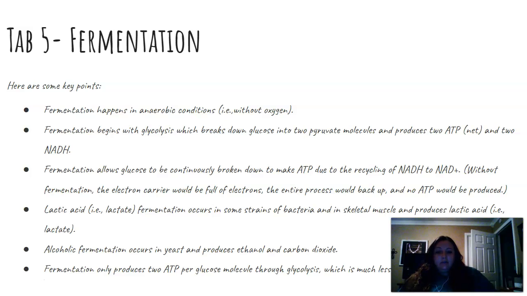Fermentation occurs in some strains of bacteria and in skeletal muscle and produces lactic acid. Alcoholic fermentation occurs in yeast and produces ethanol and carbon dioxide. Fermentation only produces 2 ATP per glucose molecule through glycolysis, which is much less ATP than regular cellular respiration. So ultimately, cellular respiration is what you want, and you need oxygen in order for this to work.